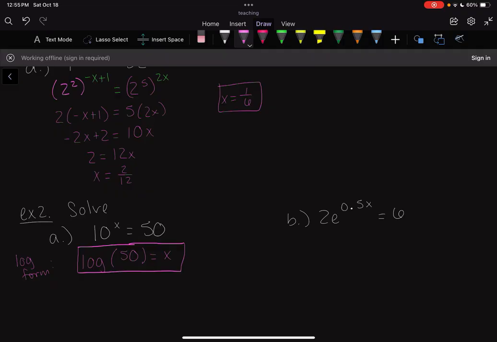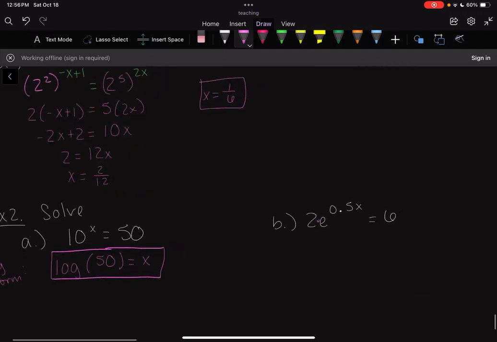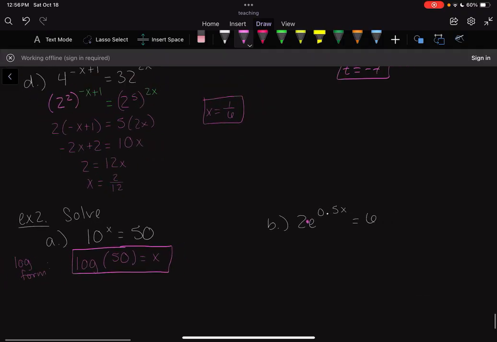For part B, I'm not really able to immediately go into log form. I see the base of e, so I want to, but I don't know what to do with that 2. Remember that this is just multiplied, so I can divide out that 2 first, and I get e to the 0.5x equals 3. Then I'll move into log form.